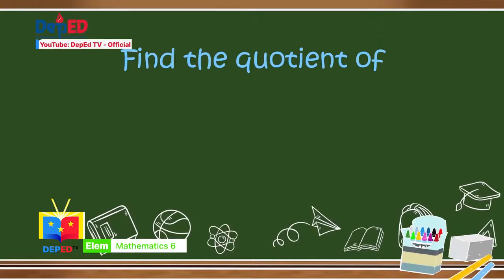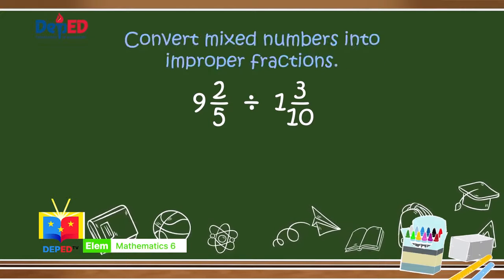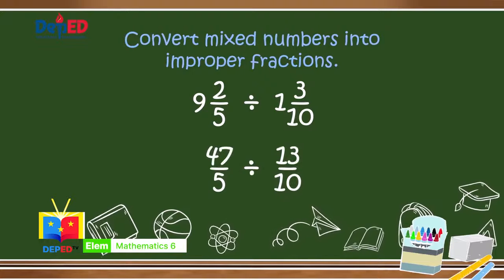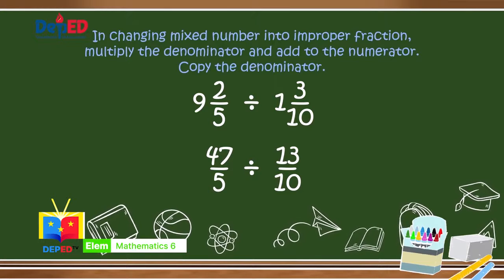Find the quotient of 9 2/5 divided by 1 3/10. First, convert the mixed numbers into improper fractions. In changing a mixed number into an improper fraction, multiply the denominator and add to the numerator. Copy the denominator. 9 2/5 becomes 47/5. 1 3/10 becomes 13/10. Now we have 47/5 divided by 13/10.